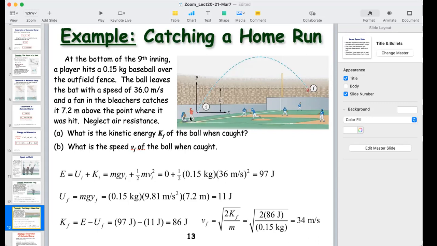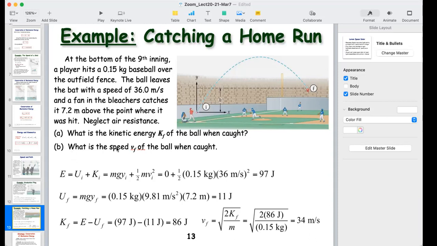Okay, so this is the guy with the bat that hit the ball, and here we have a fan in the bleachers that catches it 7.2 meters above the point where it was hit. So it means that y initial here is 0, y final is 7.2 meters. Neglect air resistance. What is the kinetic energy of the ball when caught?